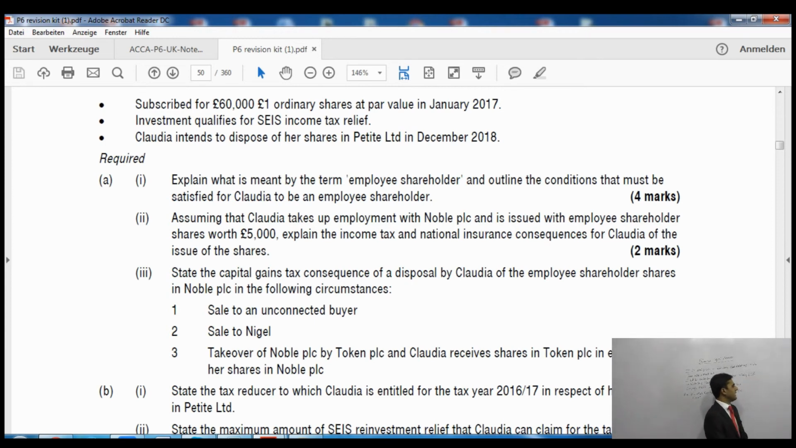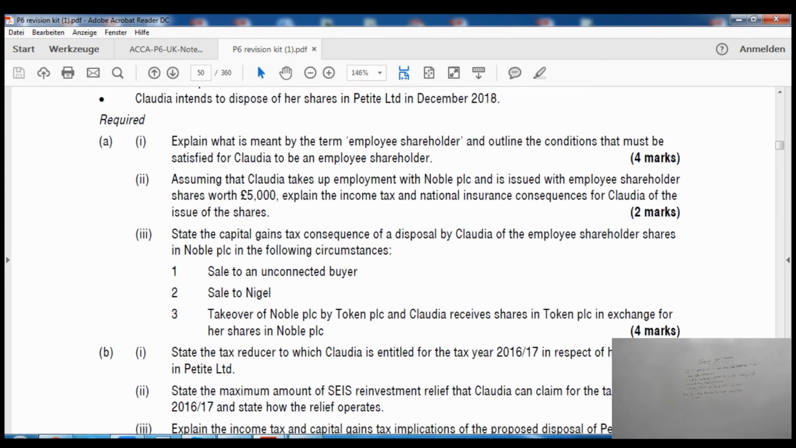It is also asking about national insurance consequences. Please remember, class 1 NI will only be payable if it is readily convertible into cash. So if your shares are very easy to sell, and when are shares easy to sell? When they are listed on the stock exchange. If the shares are listed on a stock exchange, then they are readily convertible into cash, so you will have to pay class 1 NI on them as well. You'll have to read the question for that.